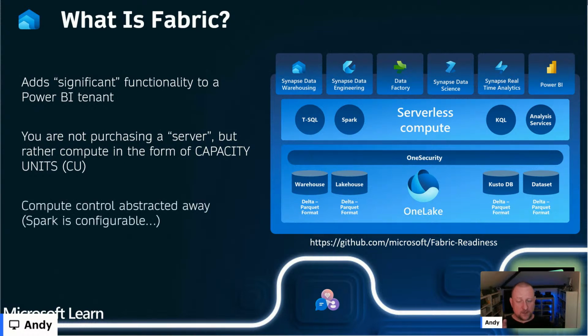This is software as a service, right? So it's different from, let's say, the data platform services in Azure, where we've got less control now with software as a service. We have some control over Spark, but services like data warehousing, we really don't have much control over the level of compute other than the overall Fabric capacity.